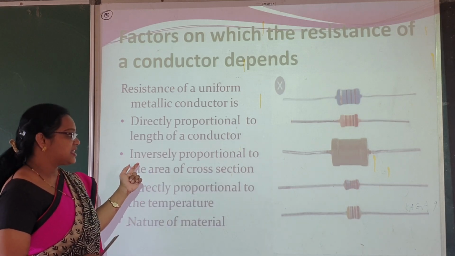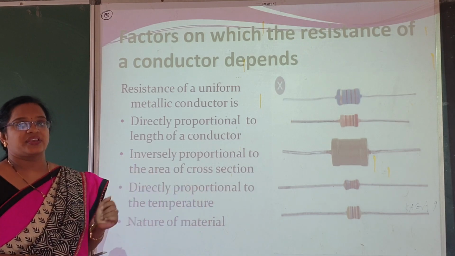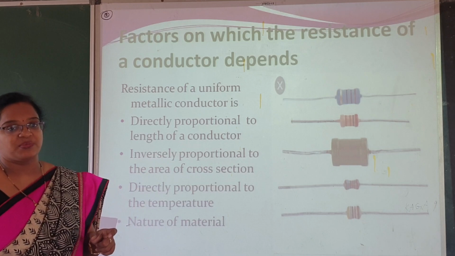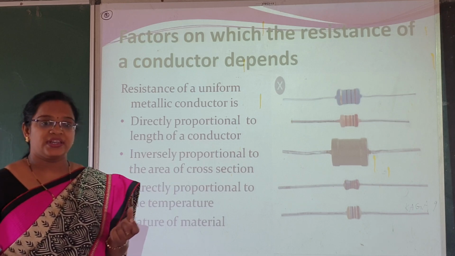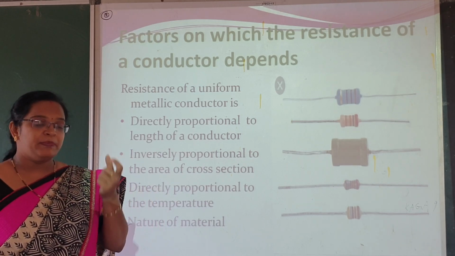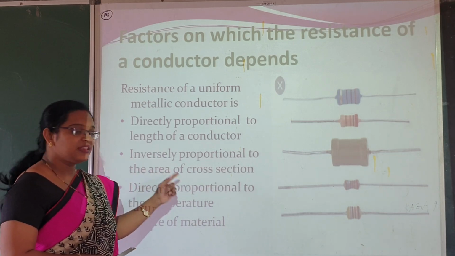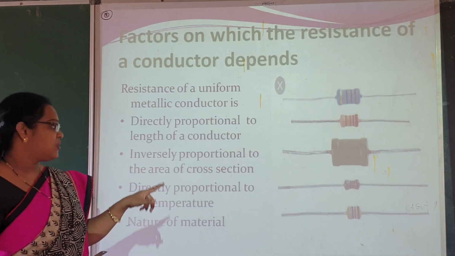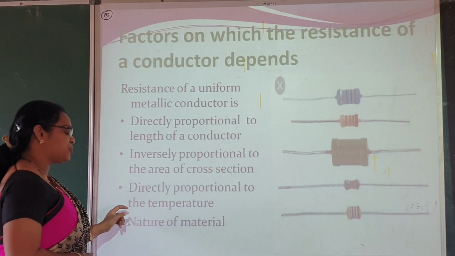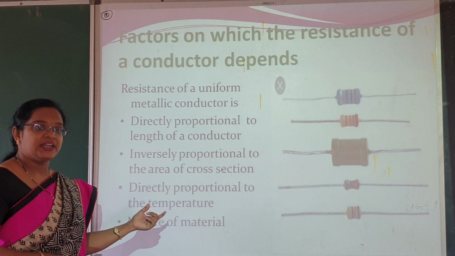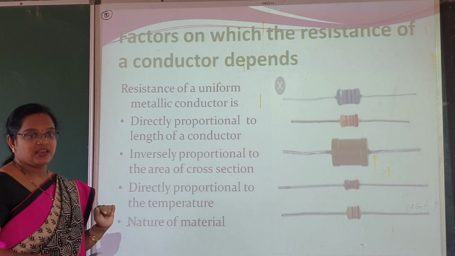Then resistance is inversely proportional to the area of cross section. What does area of cross section mean? Whether you are considering a thick wire or a thin wire, the area is the wire thickness. If you take a thicker wire, the resistance will be less. If you take a thin wire, resistance will be more. So R is inversely proportional to the area of cross section, and it is directly proportional to the temperature. If the temperature is high, the resistance will be more. If the temperature is less, the resistance is less.